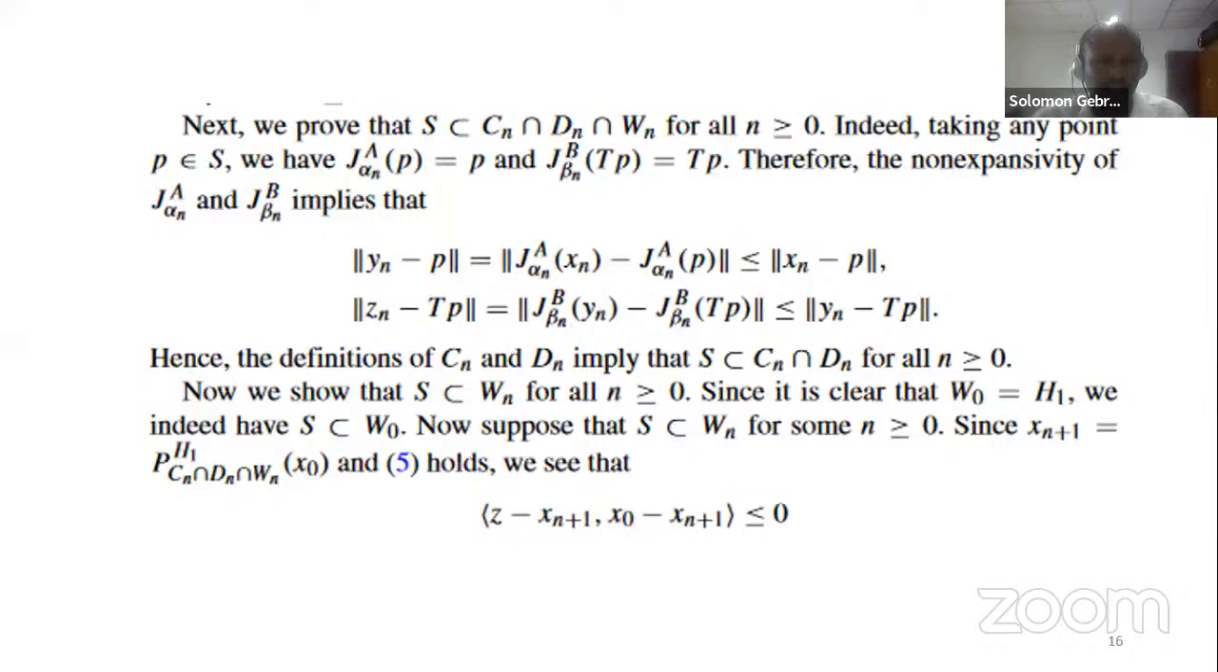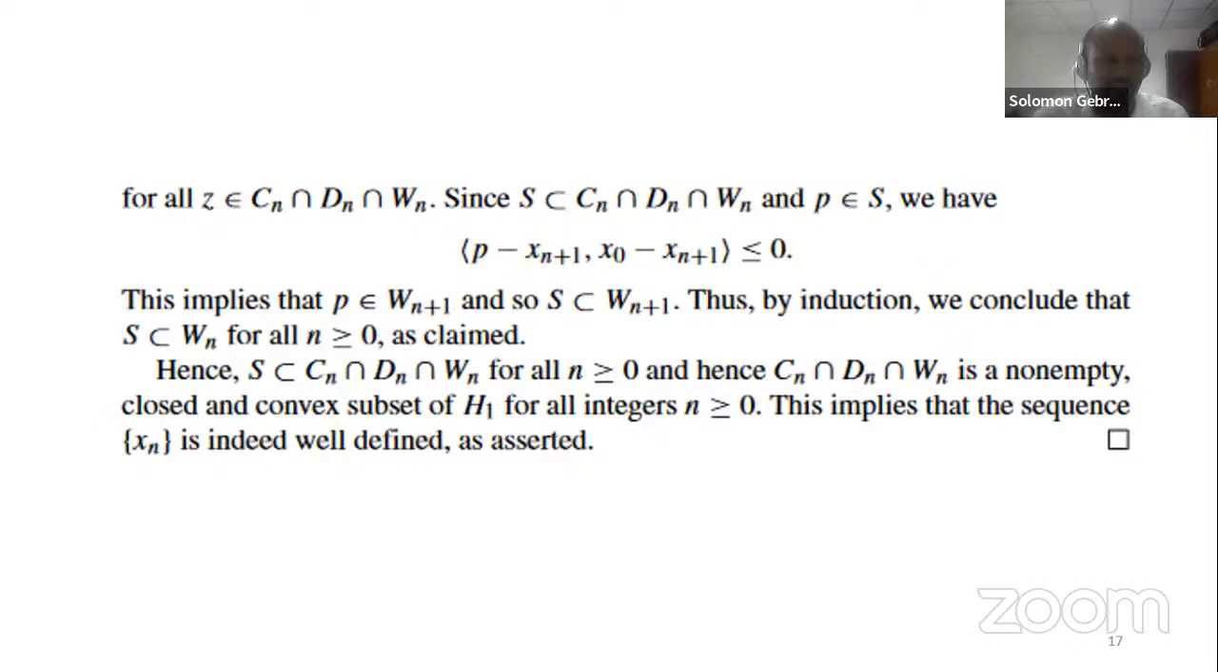The next task is to assume S is a subset of Wn. We know the definition of Xn+1, which is given here. From this, we can see that this inequality holds for all elements of Cn ∩ Dn ∩ Wn. So it follows from the induction assumption that S is a subset of Cn ∩ Dn ∩ Wn. It is given by the inequality. So this implies that p is an element of Wn+1. So S is a subset of Wn+1.